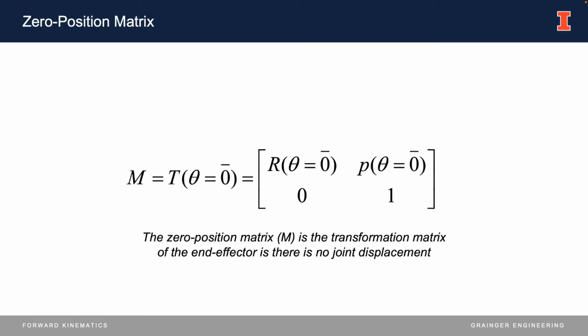The zero position matrix represents the resting position of the robot when none of the joints are actuated. This is represented as the M matrix, where the matrix is defined as a transformation from the space frame to the body frame of the end effector with no joints actuated. Here, the joint displacements are defined with the zero vector, and the rotational and translational displacements also reflect this as well.